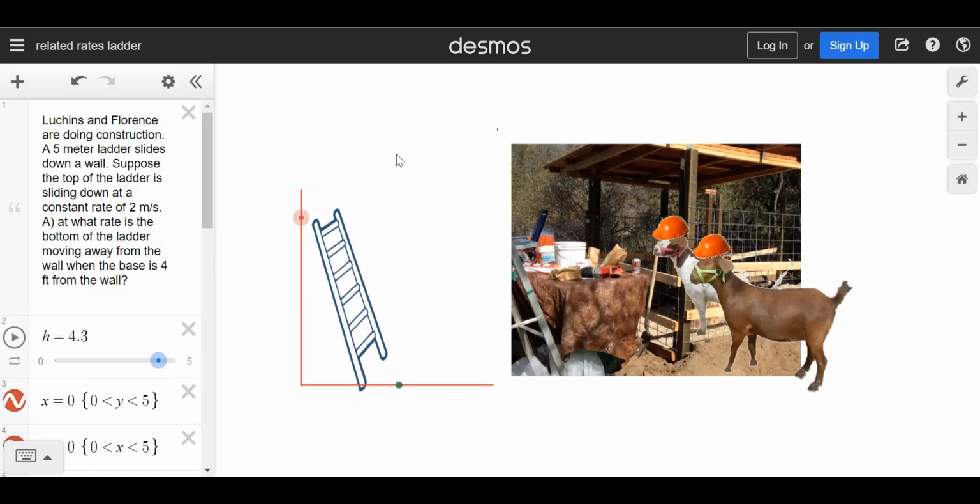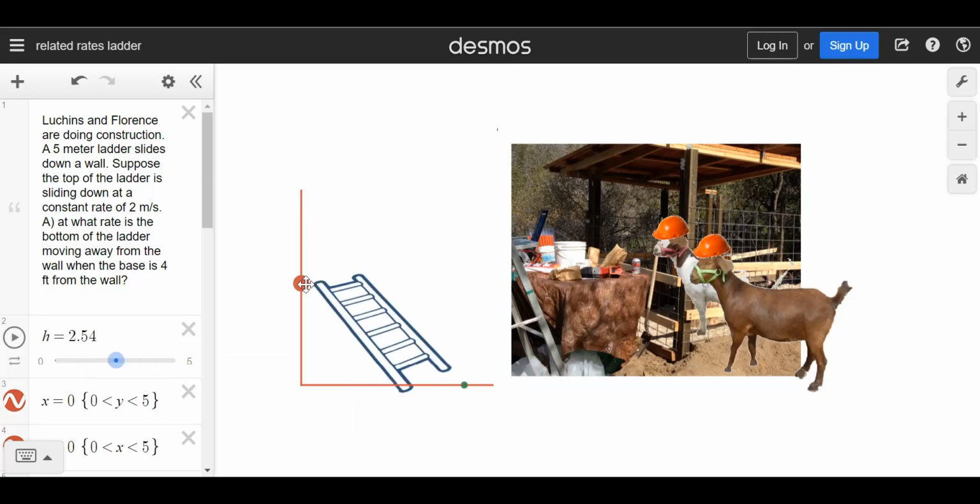Okay, let's look at another one. We've got a 5-meter ladder, and it's sliding down a wall, and we're told the rate at which it's sliding down. And as it slides down, the bottom slides out. That green dot is sliding out. And we want to know something about the rate at which the green dot is moving. So let me jump back to the notes.